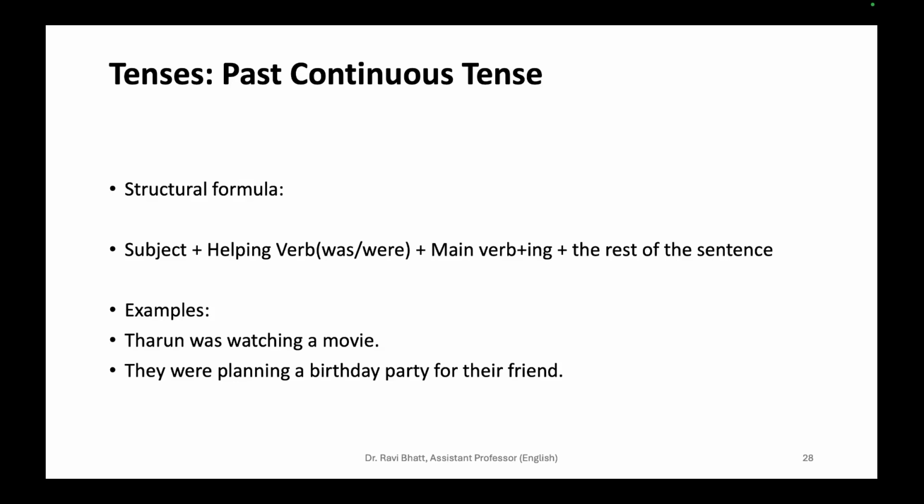For example, Tarun was watching a movie. So I'm referring to a time in the past when Tarun was in the middle of watching a movie. An action was going on. The implied action was going on at that point in time in the past. Or they were planning a birthday party for their friend. And the structure will always be like this: subject plus auxiliary verb. Helping verbs are also known as auxiliary verbs. Helping verb was or were plus main verb in ing form plus rest of the sentence.